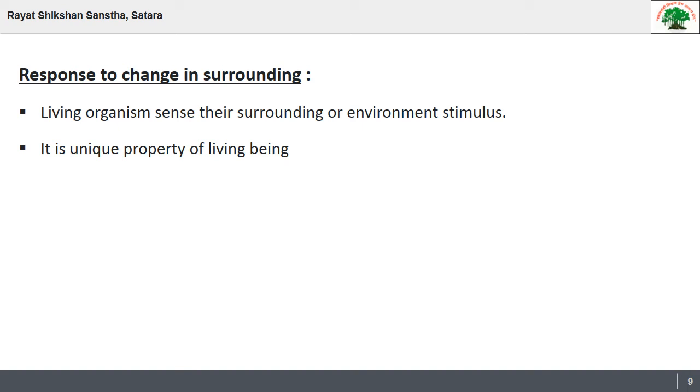So this is a very important feature of living organisms. Stimulus and response, these two are very important features, and these are unique properties, means response is a very unique property of living organisms.